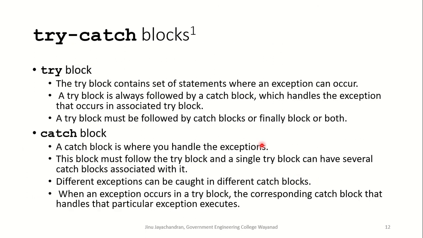So basically you have try and catch blocks. The try block contains a set of statements where an exception can occur. A try block is always followed by a catch block, which handles the exception that occurs in the associated try block. So there's a try block and there's a catch block at the bottom. The try block will have some statements where there's a possibility of an exception. The catch block will have some statements which say, if the specified exception has occurred, then what to do.